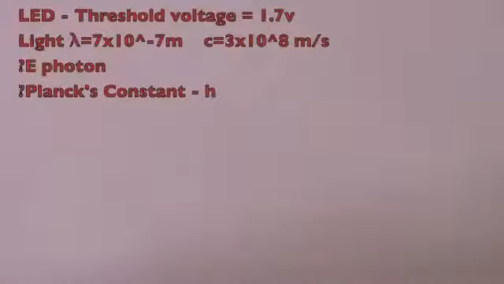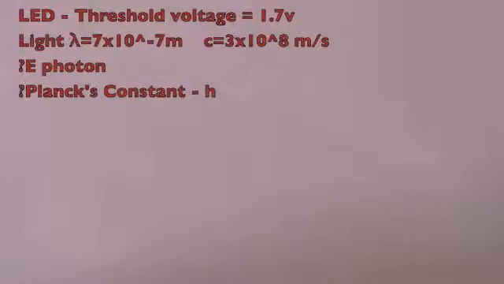Question 1. We're told that there's a light emitting diode whose threshold voltage is 1.7 volts. That means you need to put 1.7 volts across it before it will light up. We're told that the light has a wavelength of 7 times 10 to the minus 7 meters. We know that the speed of light is 3 times 10 to the 8 meters per second. And we are asked to find the energy of the photon.